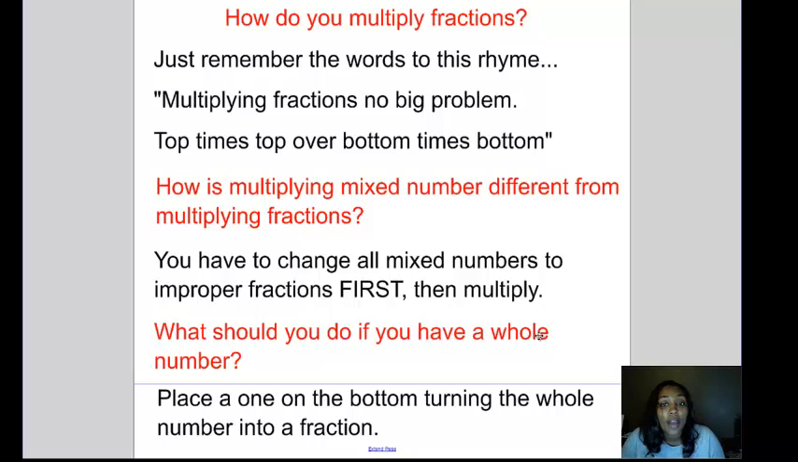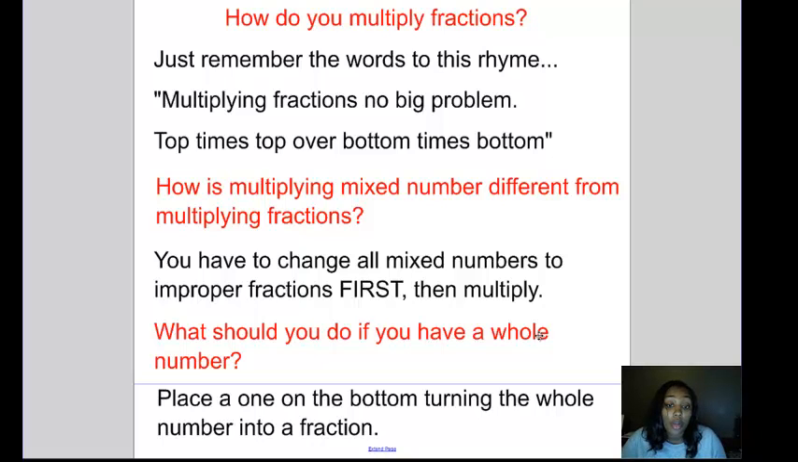So how is multiplying mixed numbers different from multiplying fractions? Well, with a mixed number, you have to change all mixed numbers to improper fractions first before you multiply. Because remember, in the rhyme it says top times top over bottom times bottom. So you have to make sure that each one of your fractions only has a top and a bottom. So if it's a mixed number, you have to change it to an improper fraction first.